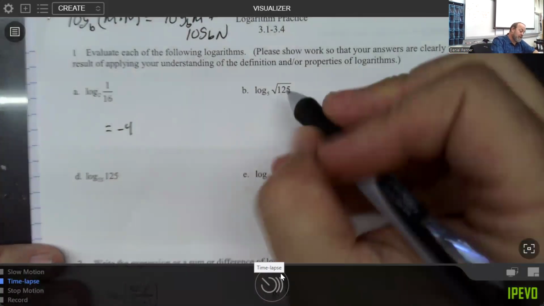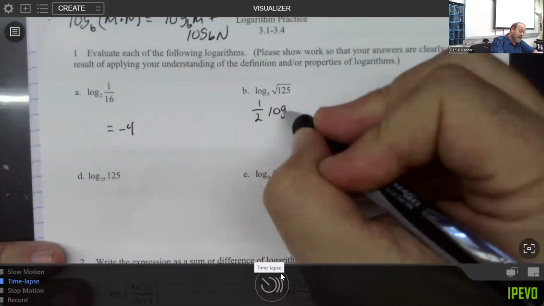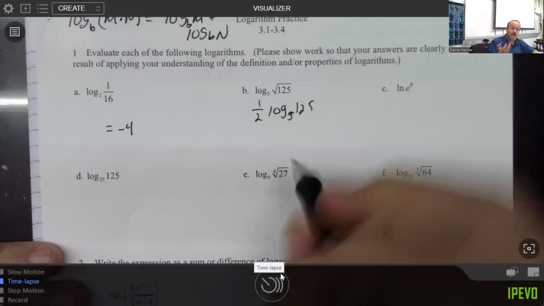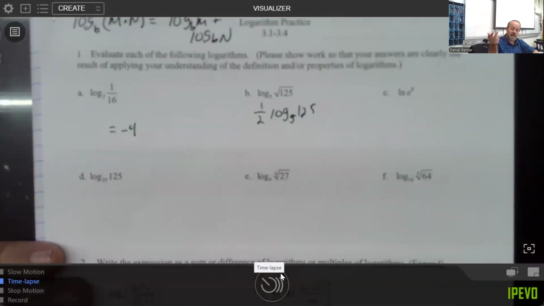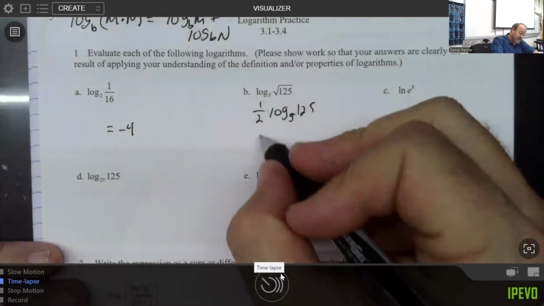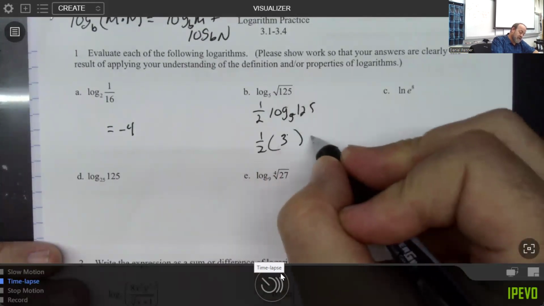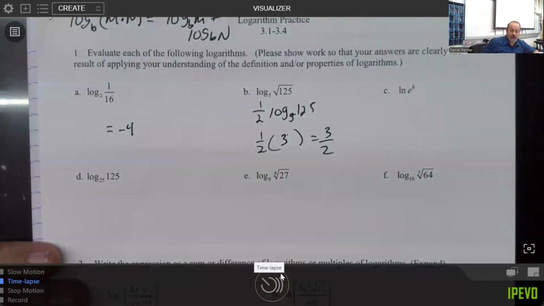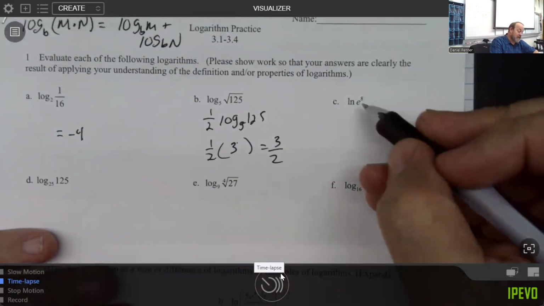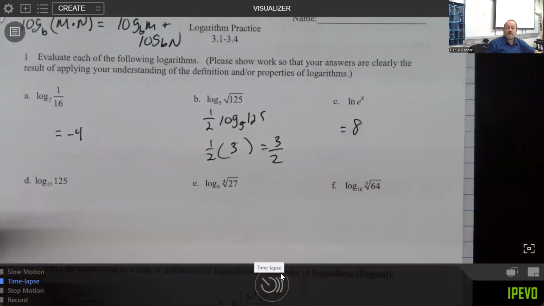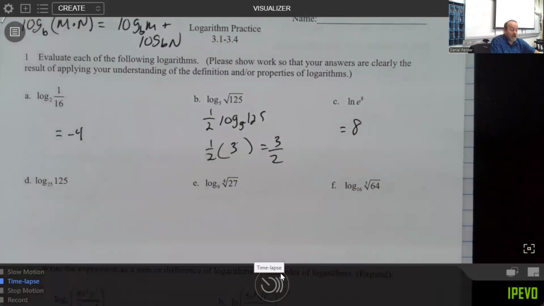Now, for part B, remember you can pull the 1/2 in front because the log of the square root of 125 is a 1/2 power. But remember, just like here, 5 times 5 times 5 is 125. So the log base 5 of 125 is 3, so that's going to make it 3 halves. Okay? And the natural log of e to the 8 should just be 8. There's really nothing I could do because this is base e, as is that base e, okay?